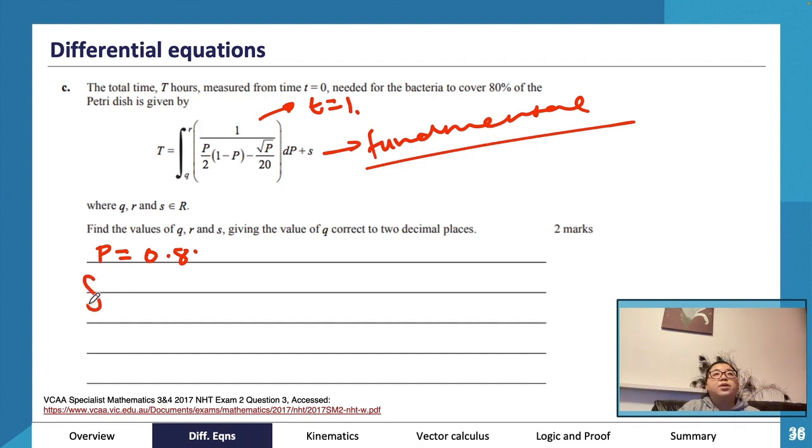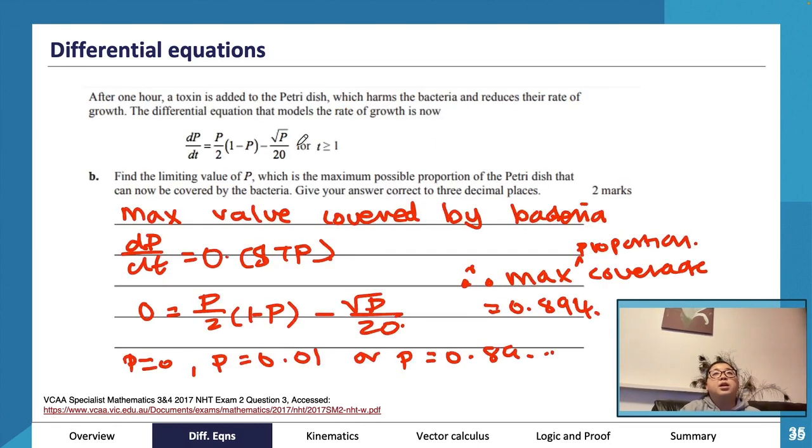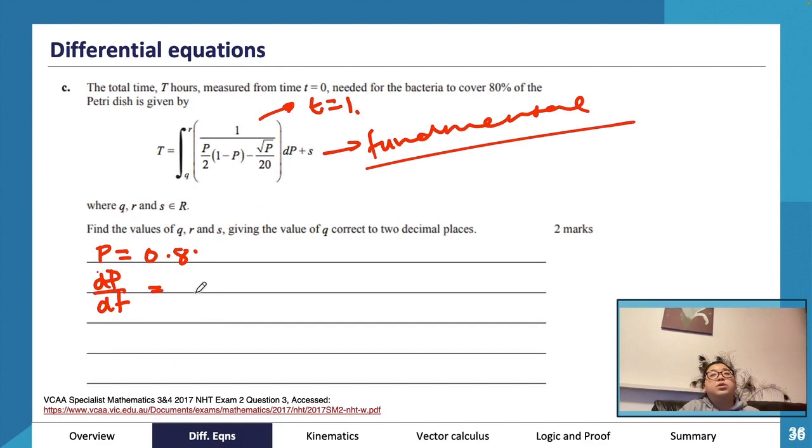you have your dp dt from before, which was this one here, right? And you're going to say that's equivalent to your p over 2, 1 minus p, minus root p over 20, and that's how it's going to be converted into this one. So eventually you'll end up with t to 1, because you're essentially going to add that 1 second on at the end to find out when it's going to reach that point.